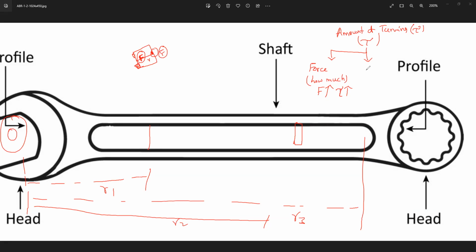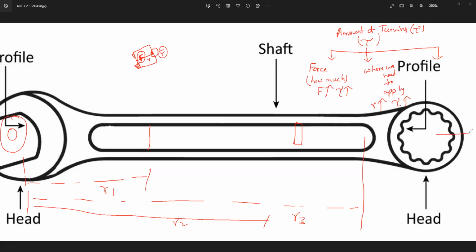So that is the second factor which the amount of turning, that is torque, depends on. What is that, everybody? Where we need to apply the force. That is what we call R. So if R increases, torque also increases or decreases? Increases.